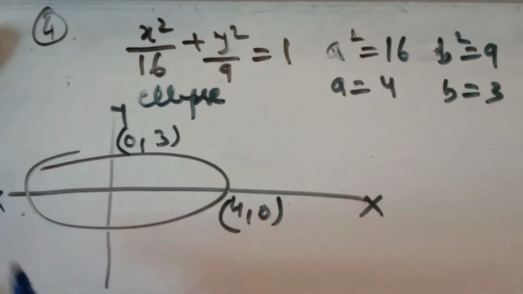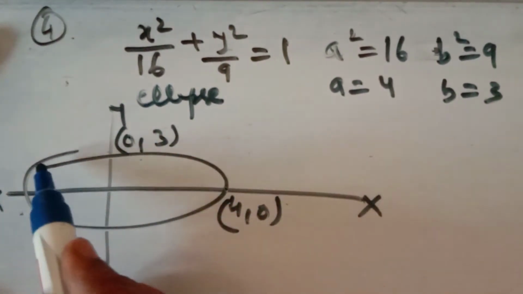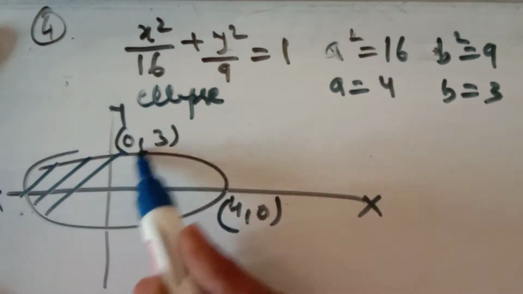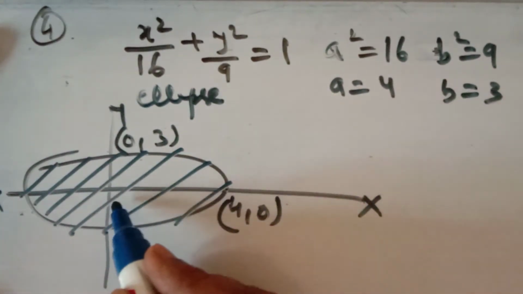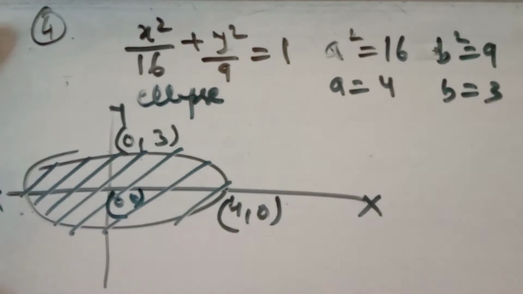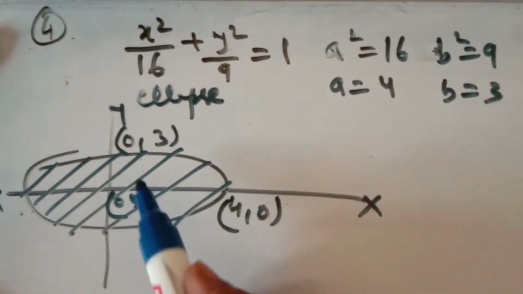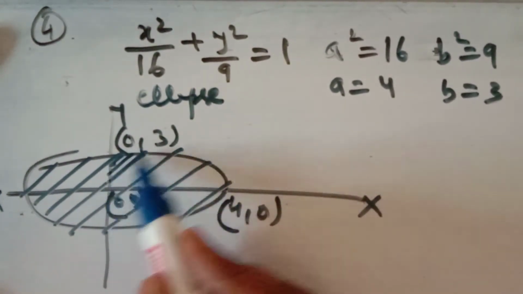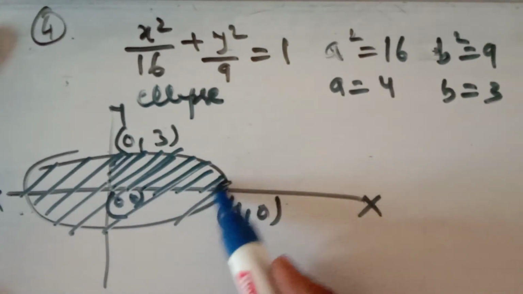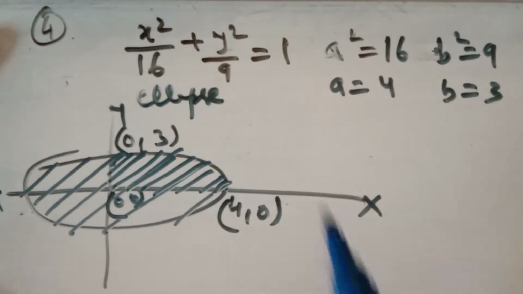This is the x-axis and you have to find the area bounded by this curve. So you have to find this full area. Now this is the origin, coordinates 0, 0. So what you have to do, you have to first find the area bounded by this curve in the first quadrant, and multiply it by 4 to get this full area, because the area is symmetrical in all the quadrants.